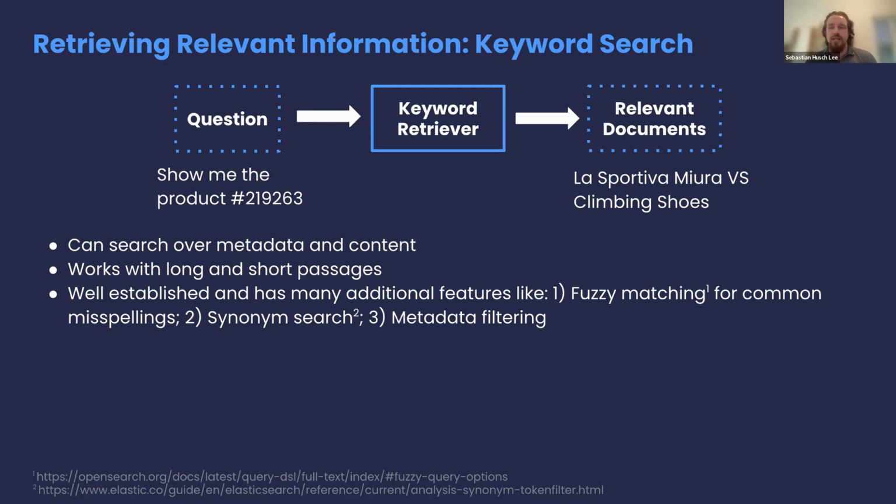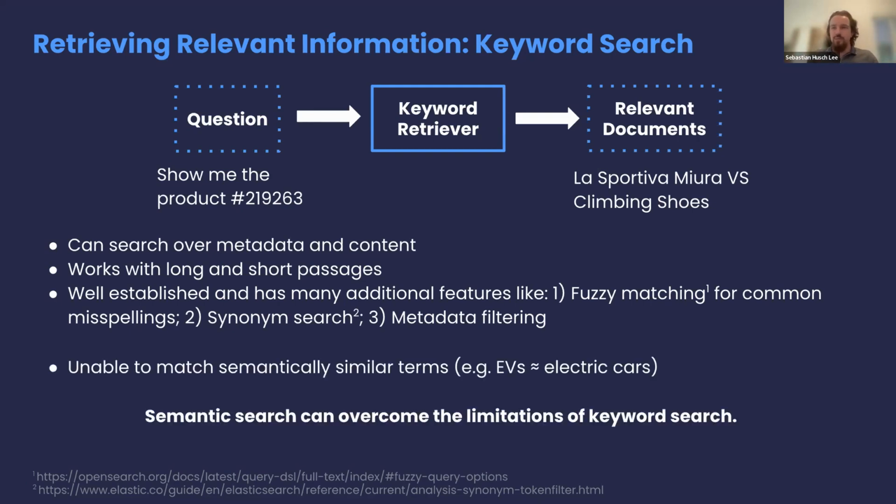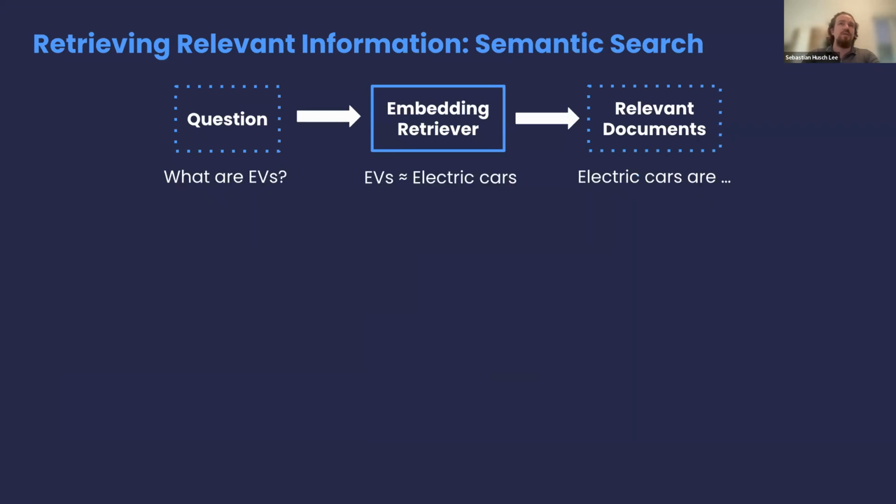It also has a lot of well-established features like fuzzy matching to handle common misspellings, synonym search, and, of course, metadata filtering. However, it can't handle semantics very well. For example, when someone refers to an EV, it won't make the connection that this might refer to an electric car. In some cases, semantic search can overcome these limitations, but it comes with its own set of cons.